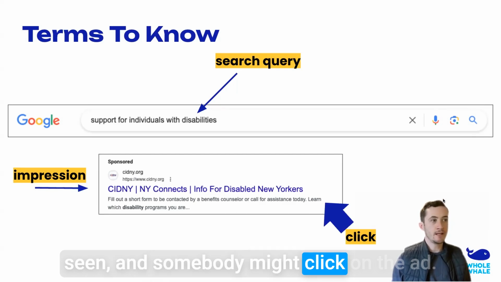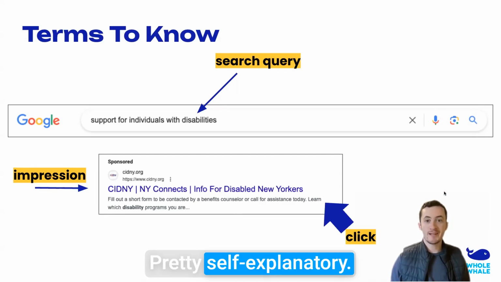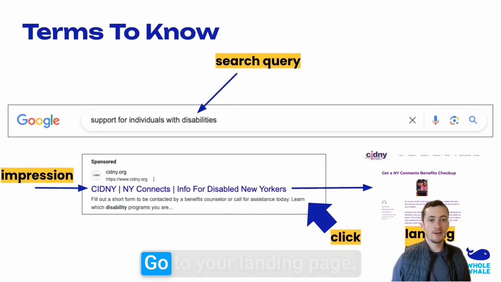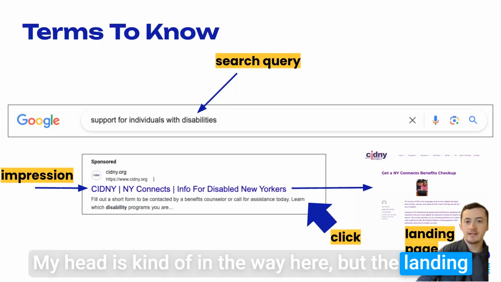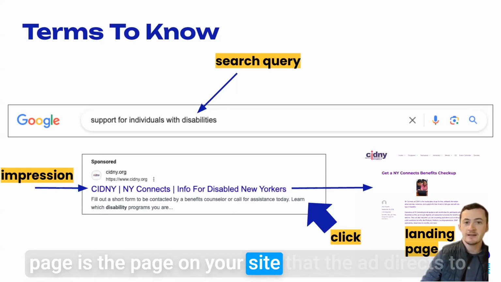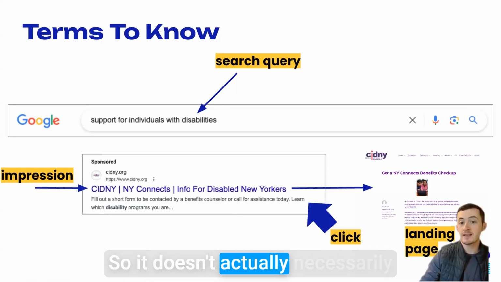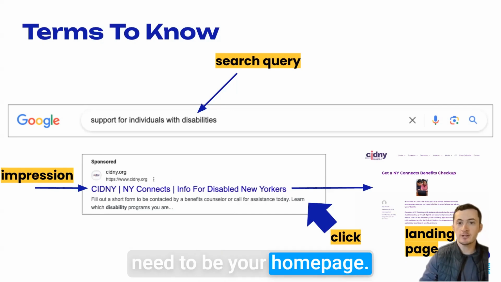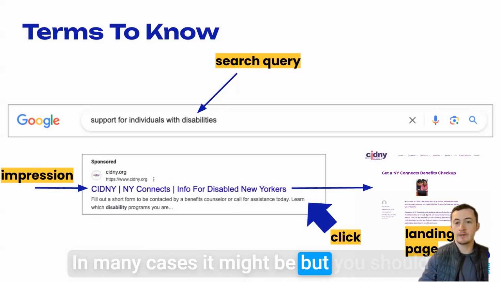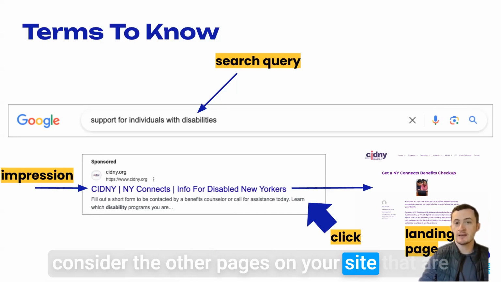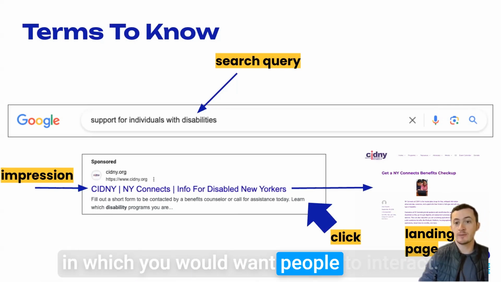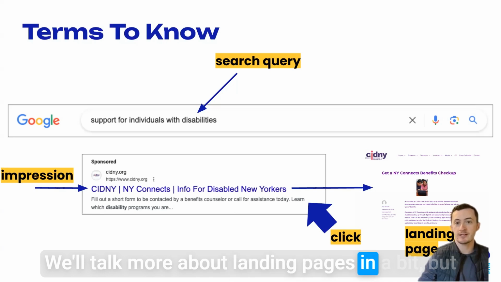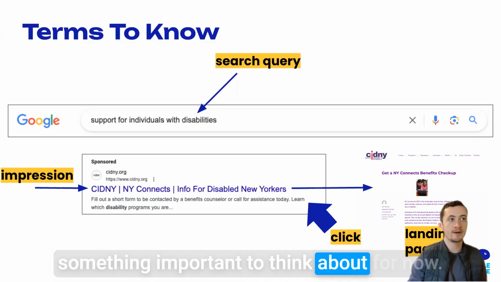Then somebody might click on the ad, pretty self-explanatory, and go to your landing page. The landing page is the page on your site that the ad directs to. So it doesn't actually necessarily need to be your homepage. In many cases it might be, but you should consider the other pages on your site that are good front doors to your organization and ways in which you would want people to interact. We'll talk more about landing pages in a bit, but something important to think about for now.